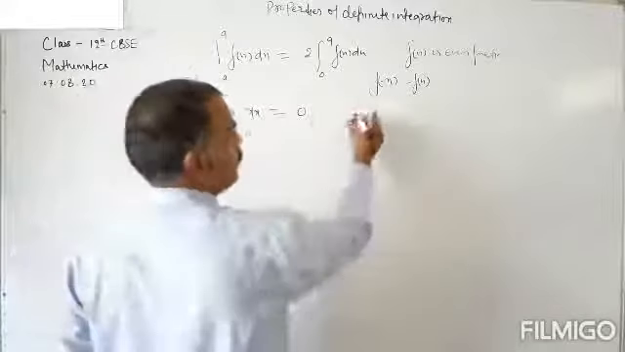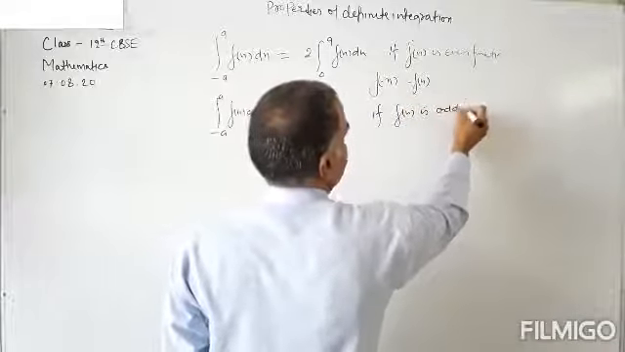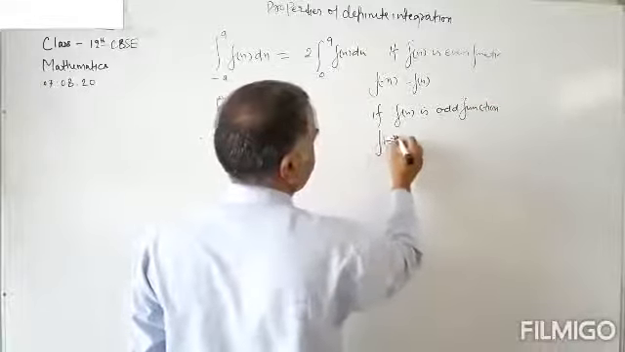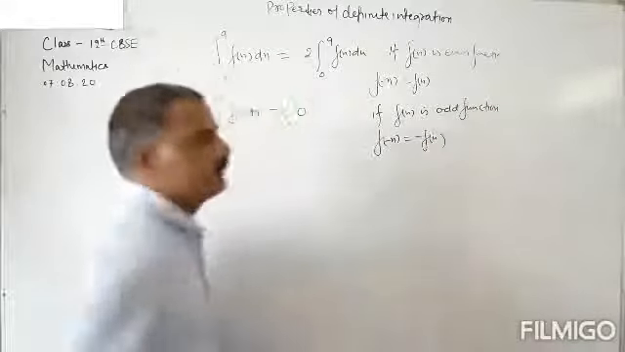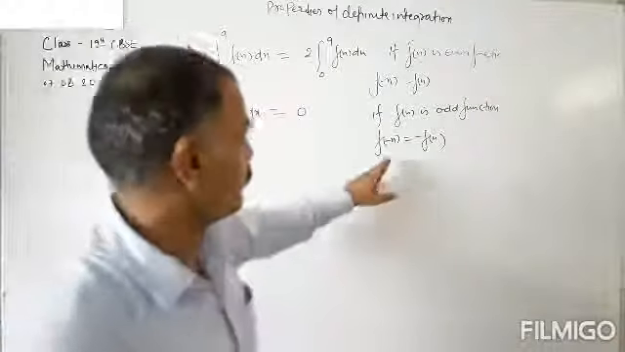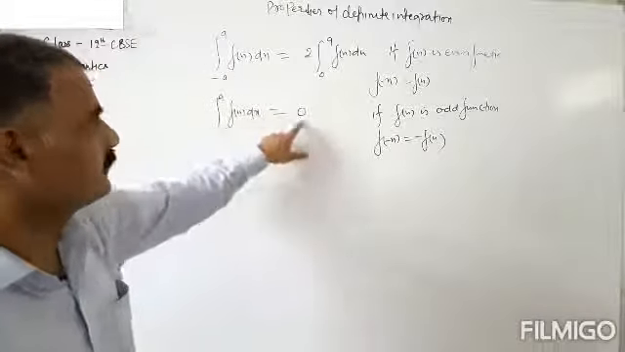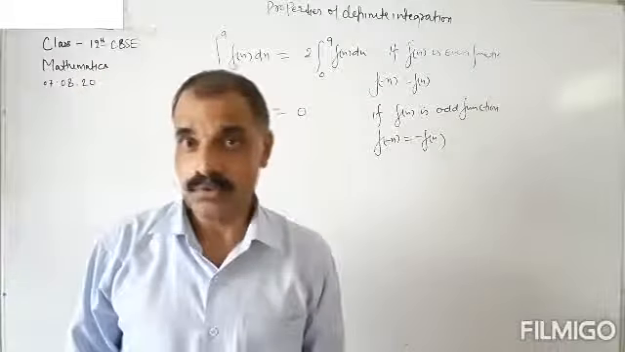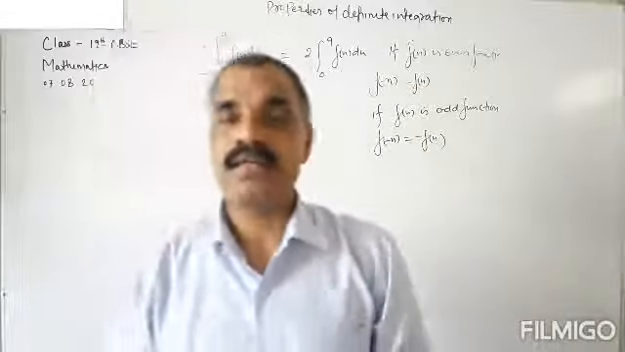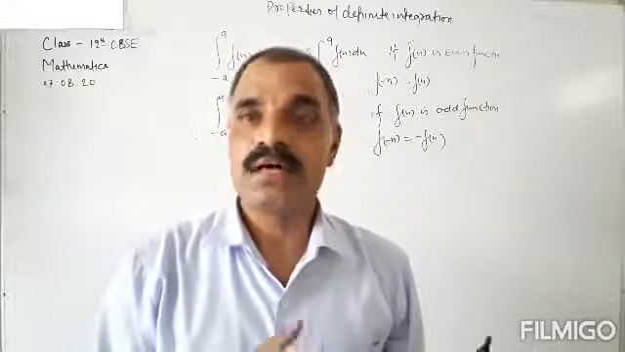if f(x) is an odd function, that is f(−x) is equal to minus f(x). Okay, so if f(x) is an odd function, that is f(−x) equals minus f(x), then the integral from minus a to a of f(x) dx is equal to 0. Okay, so these are some of the properties that we will use to integrate the given function.